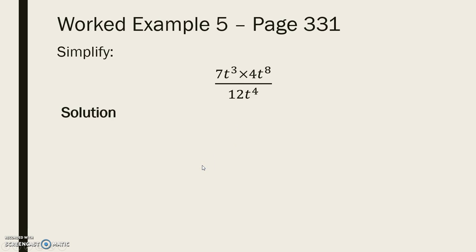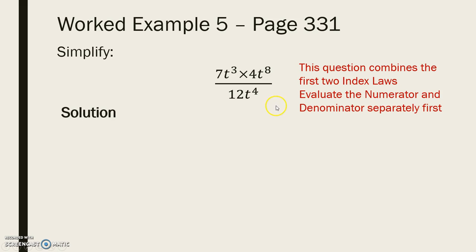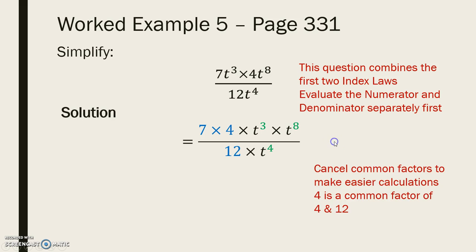Another example. This one here has got 3 expressions, 2 in the numerator and 1 in the denominator. It is possible to work it all out in one step if you like, but once again, it's recommended to do it in multiple steps if you're having a bit of trouble. So here we go. I've highlighted the coefficients in blue. I've highlighted the indices in green with the same base of t.